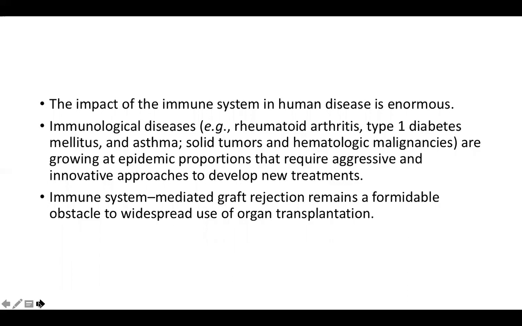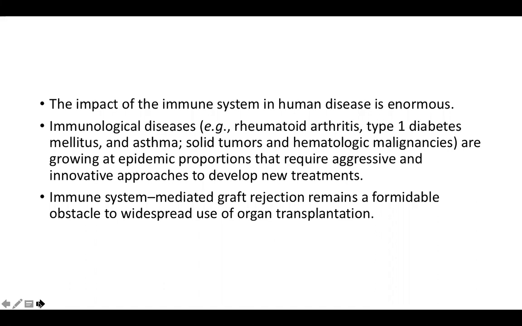The impact of the immune system in human disease is enormous. There are varieties of immunological disorders. Rheumatoid arthritis is immunological. Type 1 diabetes mellitus is an autoimmune disease. As a result of the autoimmune disorder, the beta cells get inactivated. Then asthma, then malignancy. These are all growing to epidemic proportions, which requires aggressive and innovative approaches to develop new treatments.